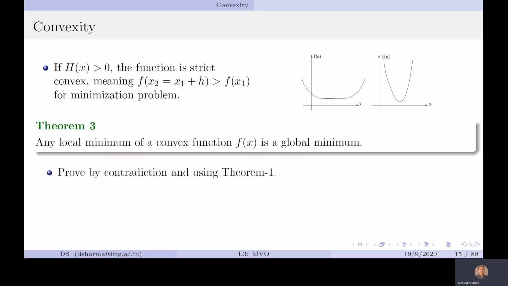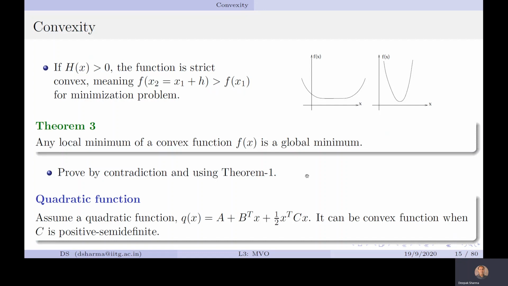Now come to theorem number 3. It says that any local minimum of a convex function is a global minimum. This is a very important statement and we should all remember that. So I'm leaving it to you to prove. How can you prove it? You have to prove by contradiction: assume that the point is not a global minimum, and then use theorem number 1, where the relationship was given. If you use both of them, you can prove by contradiction that f(x) is the global minimum.